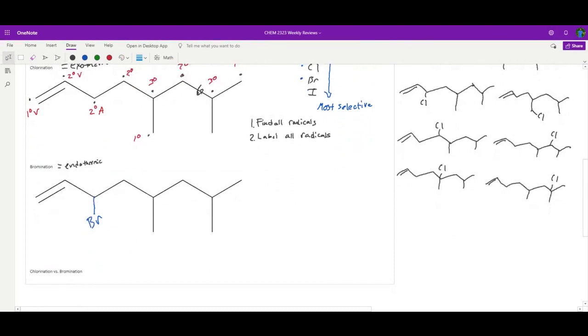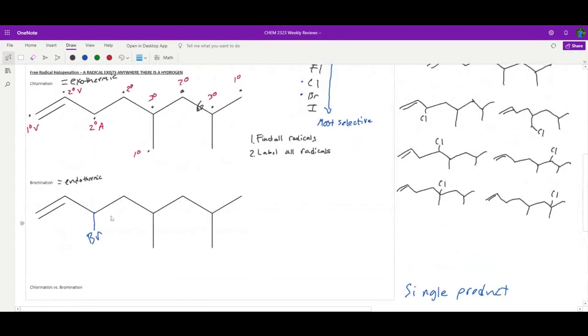So again, comparing chlorine to bromine, chlorine is not selective. It will bond to every single position, whereas bromine is very selective. It will do a single product. So with bromine, you'll get a single product, and with chlorine, you'll get multiple products, okay?